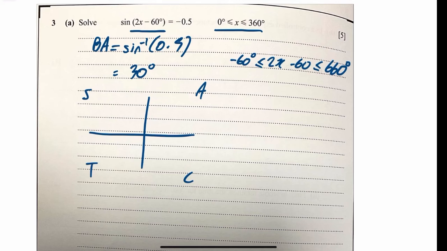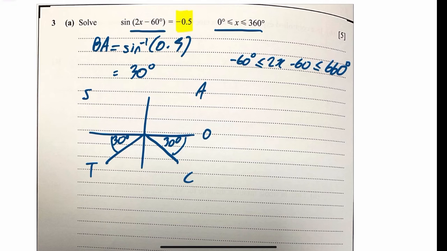CAS and T, I'm going to do this exactly as I would do this myself in an exam. Your basic angle was 30 degrees. Now you're looking back at this, it was negative. So sine is negative in here and in here. And you put your 30 degrees, your basic angle, in here. And for my first one, it's going to be from here.